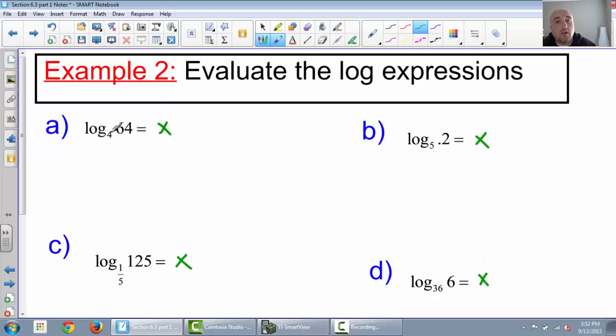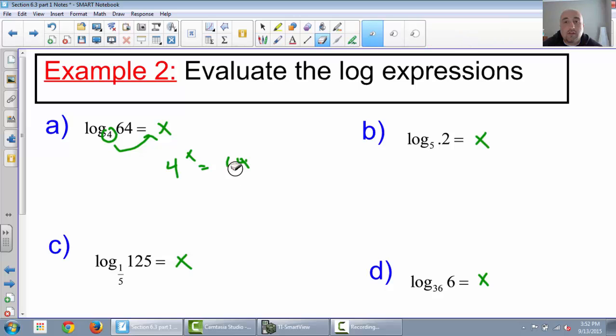Okay, so all I'm going to do is, if we don't know what the answer is, we're going to set up the definition. So the base, 4, raised to what's after the equal sign, which is X, is equal to the big number next to it, so 64. Let me erase it and make it neater. So it should say 4 raised to the X is equal to 64.